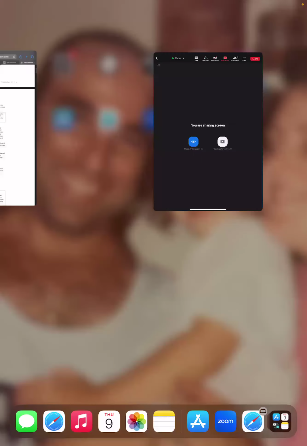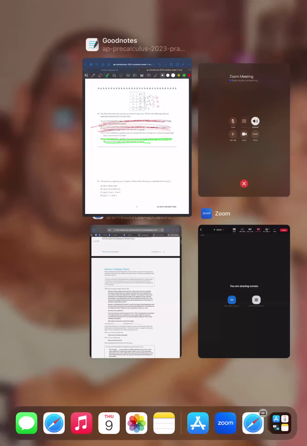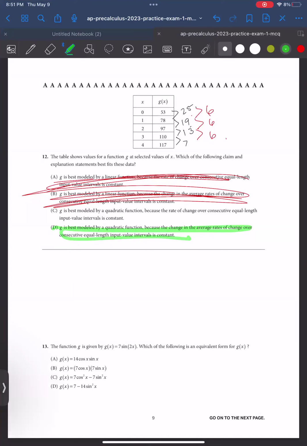Why did it disconnect? Mine said average rate of change, which you just said you weren't looking for. So D is the, wait, hold on, let me go back to it. It's the change in the average rates of change, Vale, while the other one just says the rate of change. Oh, okay. I see. Sorry.